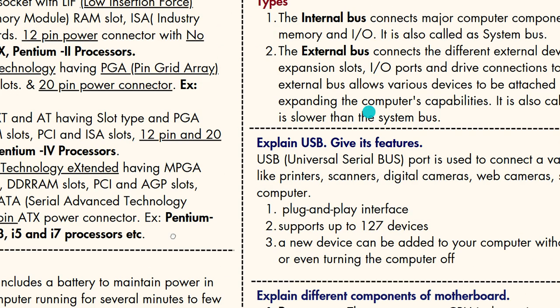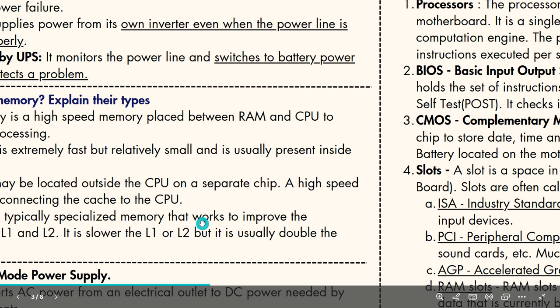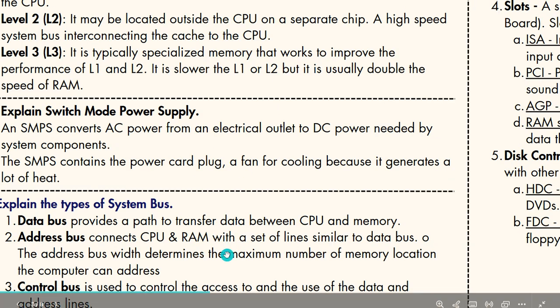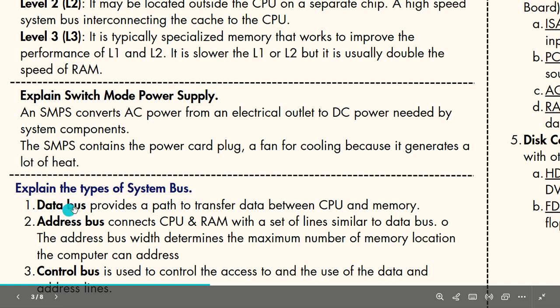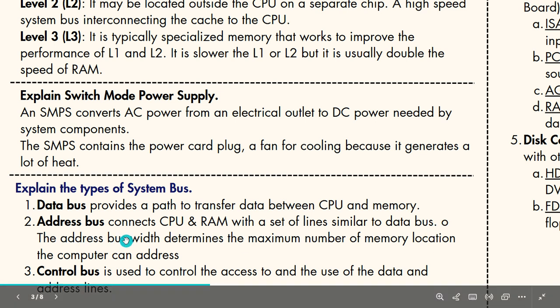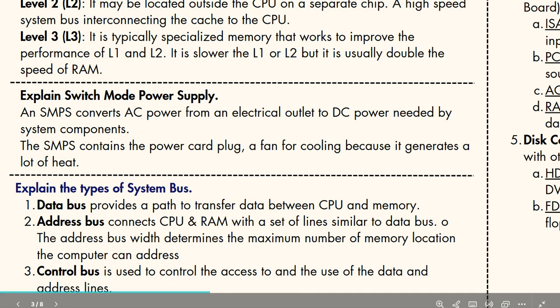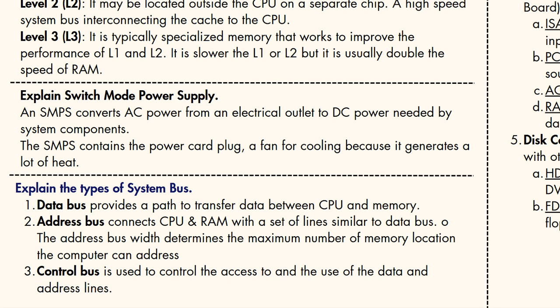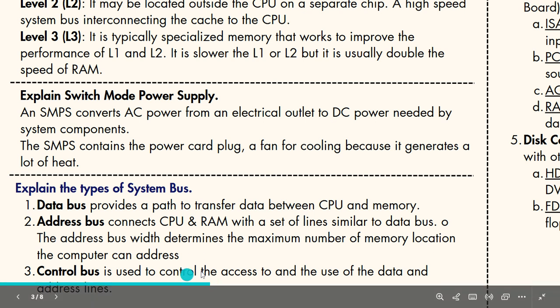Now we can come back to the question of system bus. What are the types of system bus, or what are the types of internal bus, right? So data bus is the first one, which provides a path to transfer data between the CPU and memory. Address bus connects the CPU and RAM with a set of lines similar to that of the data bus, right? And the address bus width determines the maximum number of memory locations that the computer can address. Now coming to control bus, it is used to control the access to and the use of data and the address lines, right?